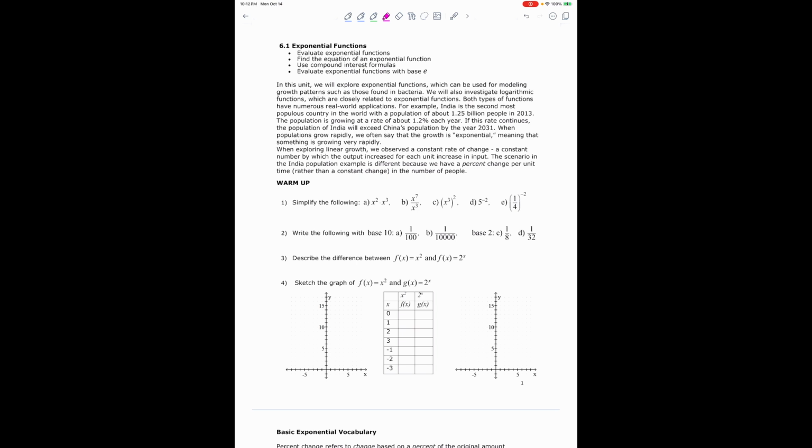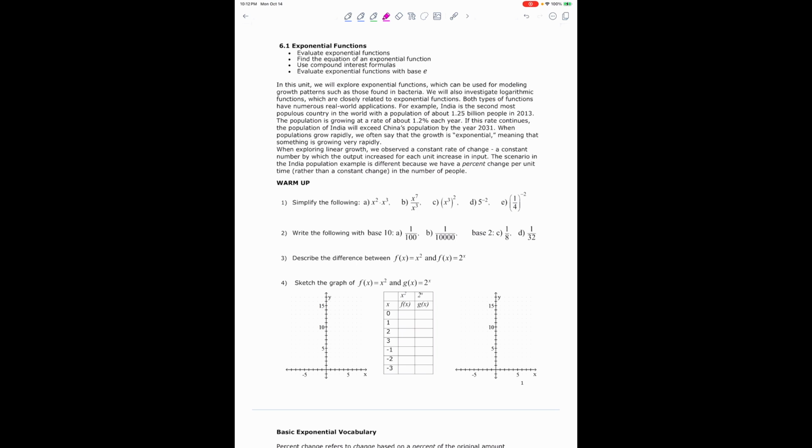For example, India is the second most populous country in the world, with a population of about 1.25 billion people in 2013. The population is growing at a rate of about 1.2% each year. If this rate continues, the population of India will exceed China's population by the year 2031. When populations grow rapidly, we often say that the growth is exponential, meaning that something is growing very rapidly.